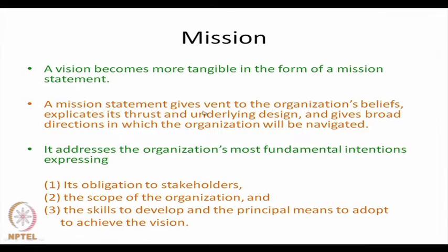A mission statement gives vent to the organization's beliefs, explicates its thrust and underlying design, and gives broad directions in which the organization will be navigated. It addresses the organization's most fundamental intentions, expressing its obligation to stakeholders, the scope of the organization and the skills to develop and the principal means to adopt to achieve the vision. So, mission translates basically the vision into a written statement, specifying the means to achieve the vision. It is a shared image by all the members of the enterprise. It is let known to everybody and everybody gets inspired to achieve the mission.